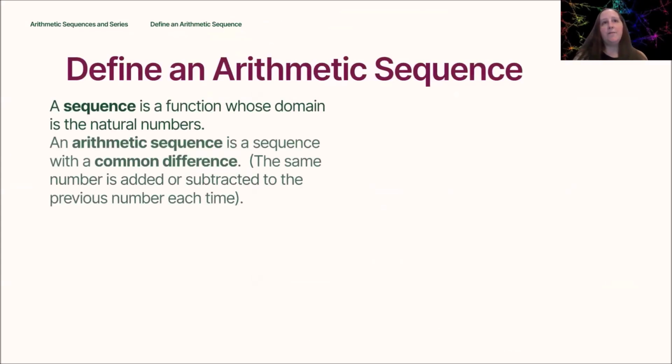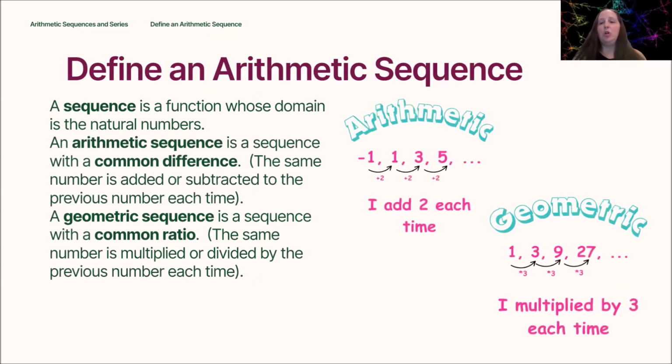So a sequence is a function whose domain is the natural numbers. An arithmetic sequence is a sequence with a common difference. So either I'm adding the same number or I'm subtracting the same number every single time. A geometric sequence is a sequence with a common ratio. So I'm multiplying the number by something, or I'm dividing that number by something.